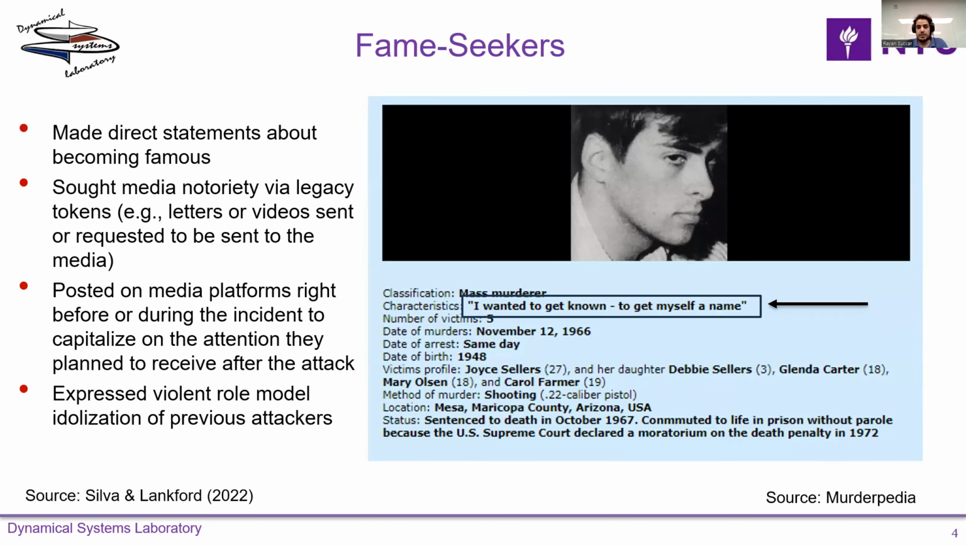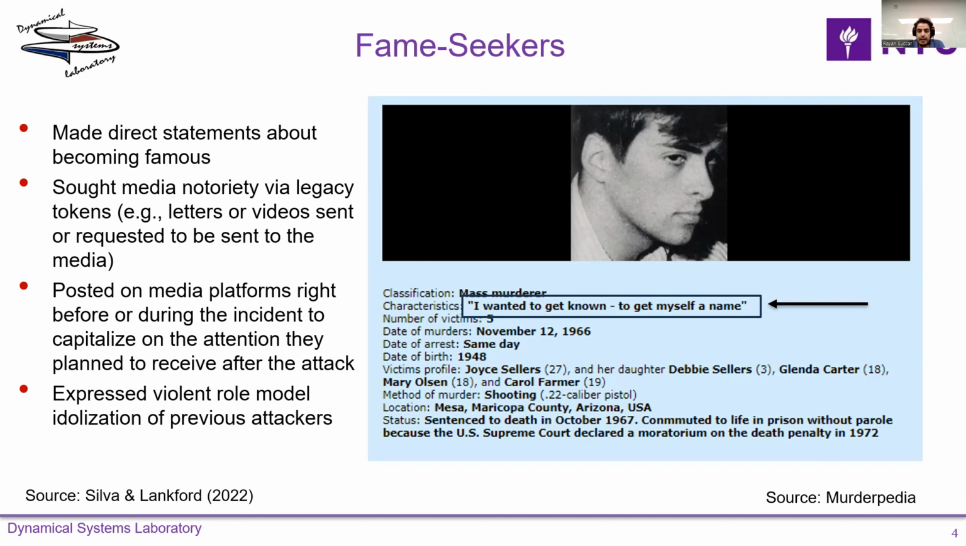So what are fame seekers specifically? Fame seekers are people who execute their attacks with the sole purpose of gaining infamy. And the way to identify those perpetrators is through things that they have said and things that they have done. For example, this first fame-seeking perpetrator said to the police after being apprehended, "I want to get known, to get myself a name." And there are other means to identify them. For example, some of them will stream their attack. They will post videos, they will send material to newspapers so they can get known.